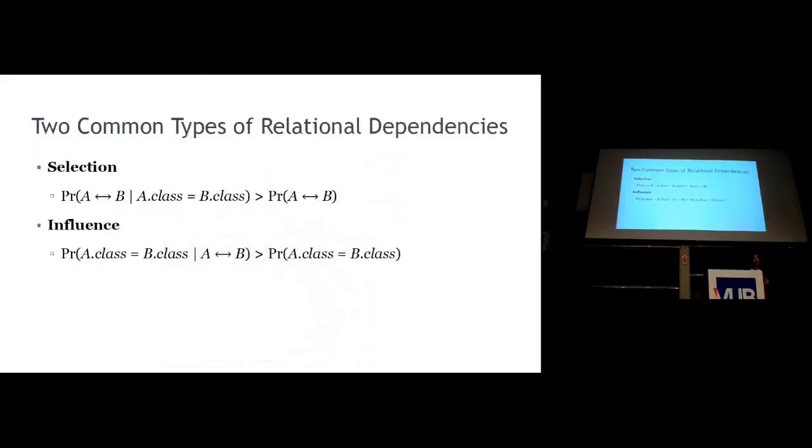And so there are two types of common relational dependencies. One is called selection, which is the probability of two nodes A and B having links to each other is more given that they have the same class label. This is greater than the prior probability of them just having links together. So here an example would be, given that you and I both like Apple, it's more likely that we will be friends than just the prior probability of us being friends. And then in terms of influence, given that we're friends, the probability that we both like Apple products is higher than just the prior probability of us both liking Apple products.